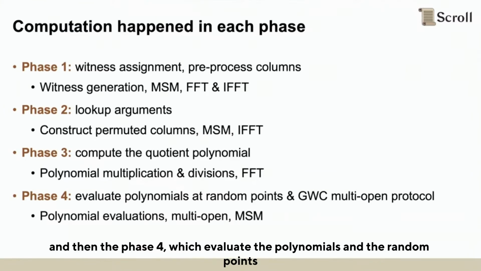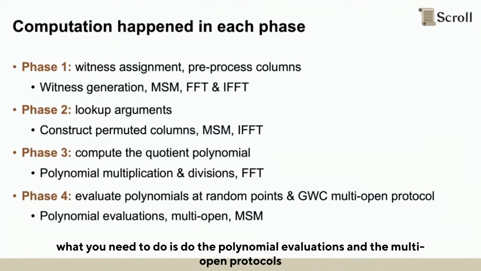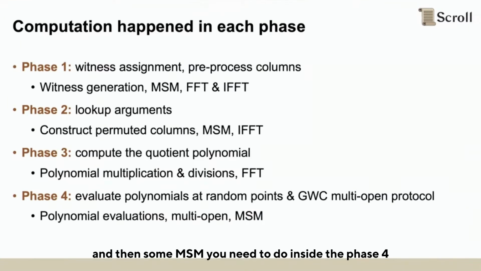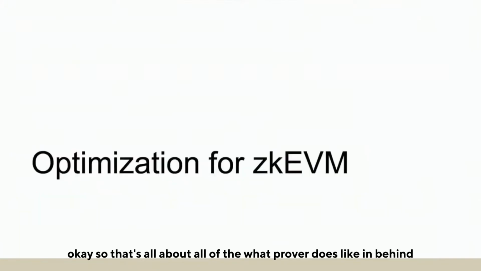And then phase 4, which evaluates the polynomials at random points with the multi-open protocol. What you need to do is the polynomial evaluations, the multi-open protocol, and then some MSM inside phase 4. Okay, so that's all about what the prover does behind the scenes.